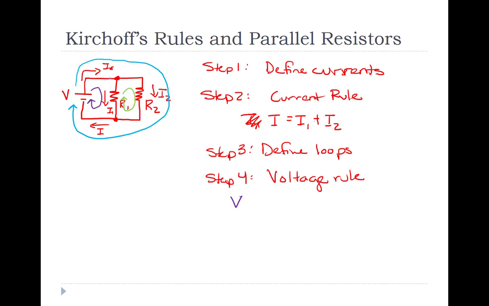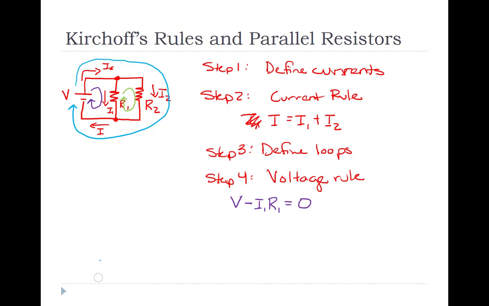I follow I around. At the junction, I turn and go down through R1, and my loop is in the same direction as my current. So I subtract off the voltage used by this resistor, which is minus I1 R1. I then hit the second junction, turn and go back to the battery. I'm now back to where I began, so I let it equal 0.